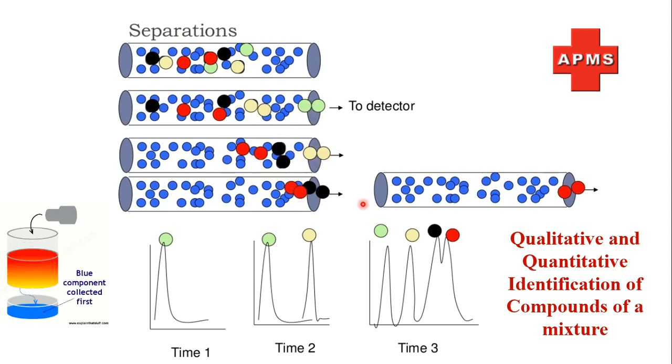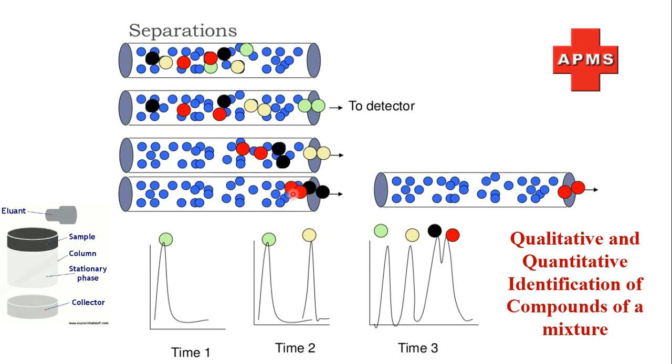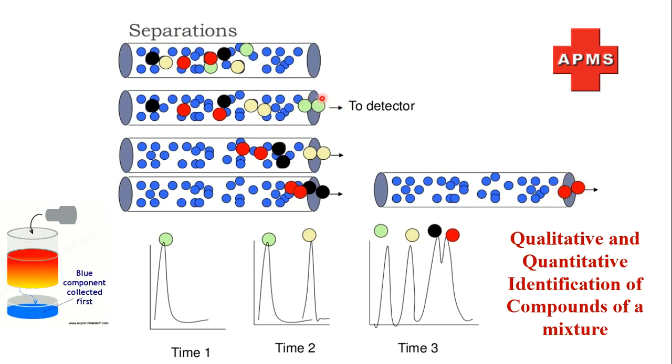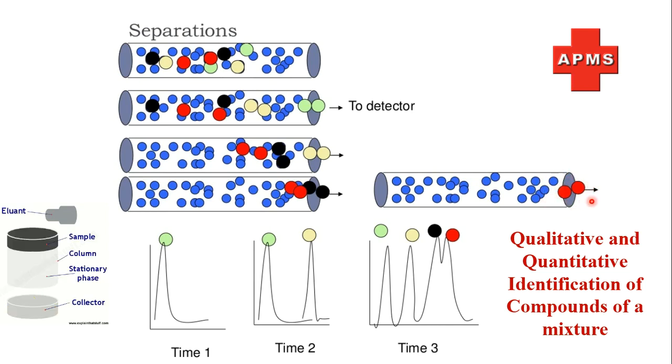So we can see that red color particles, or this component of the sample, moves slowest inside the column and is eluted at last. See, at last this red color. First which is eluted is this green color, and last which is eluted, eluted means comes out from the outlet of this column, is the red color.